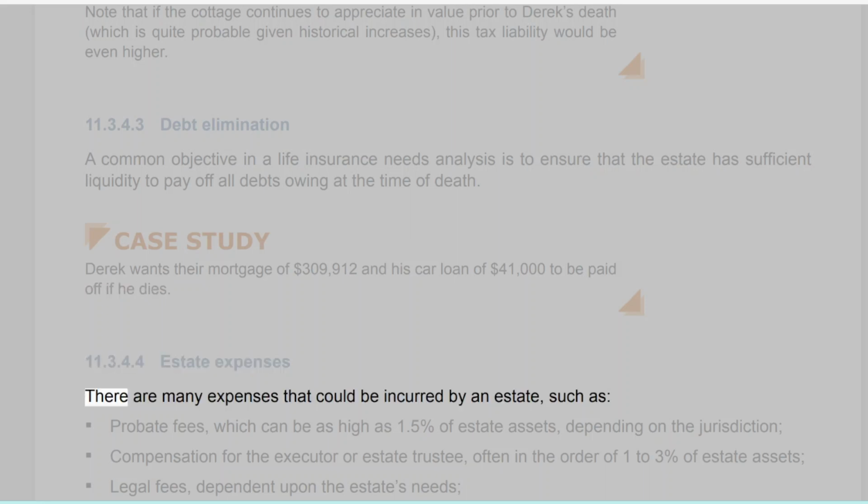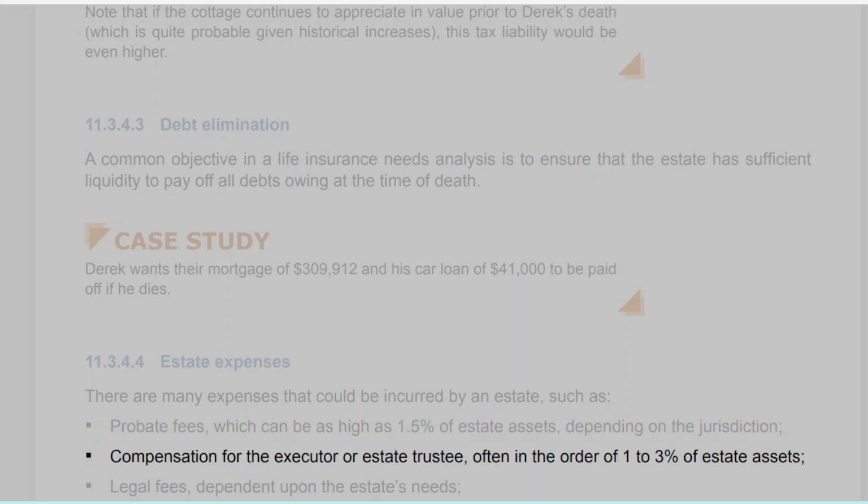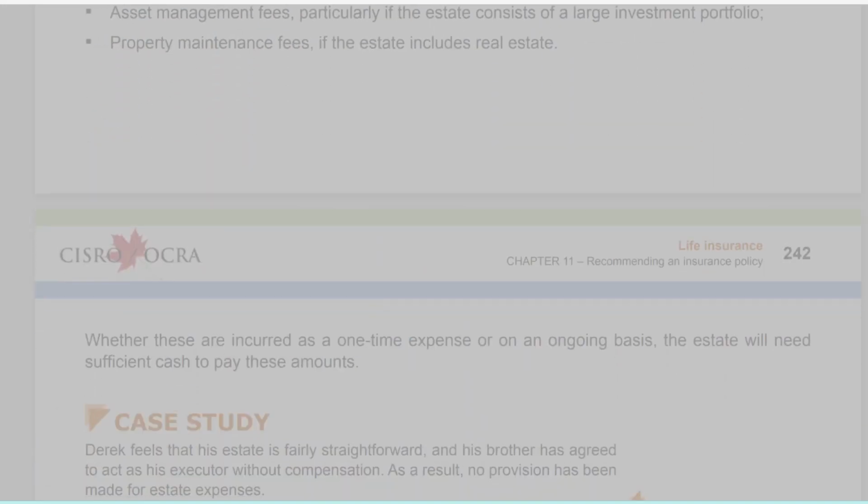1.3.4.4 Estate expenses. There are many expenses that could be incurred by an estate, such as: probate fees, which can be as high as 1.5% of estate assets, depending on the jurisdiction; compensation for the executor or estate trustee, often in the order of 1 to 3% of estate assets; legal fees, dependent upon the estate's needs; asset management fees, particularly if the estate consists of a large investment portfolio; property maintenance fees, if the estate includes real estate.